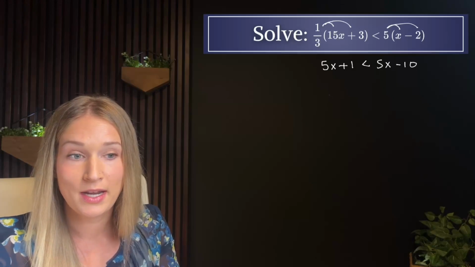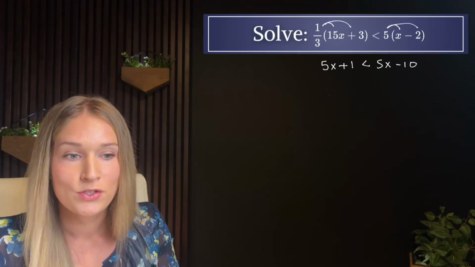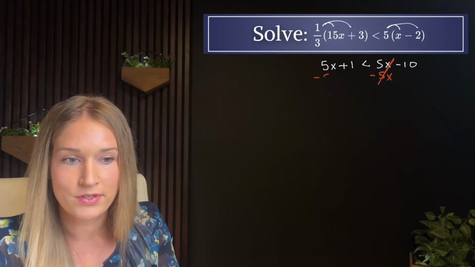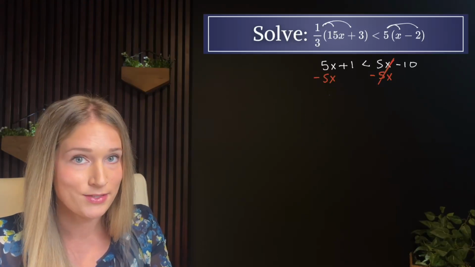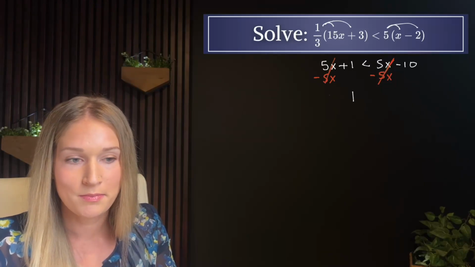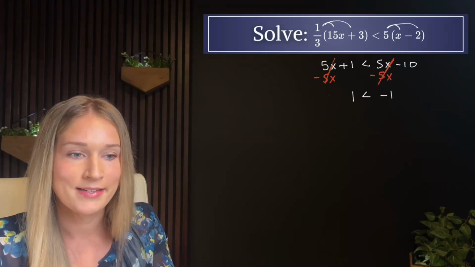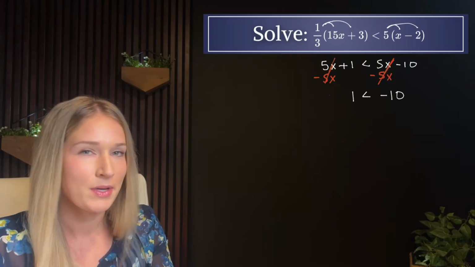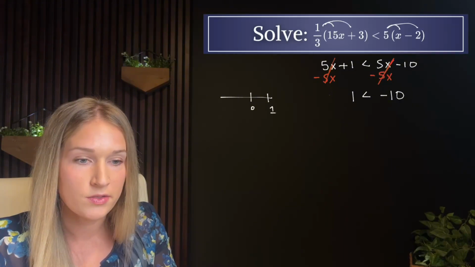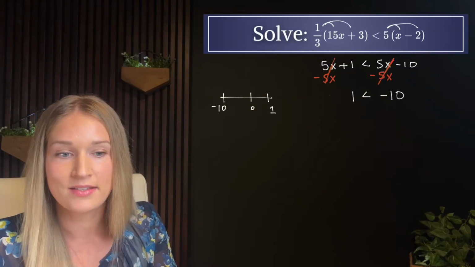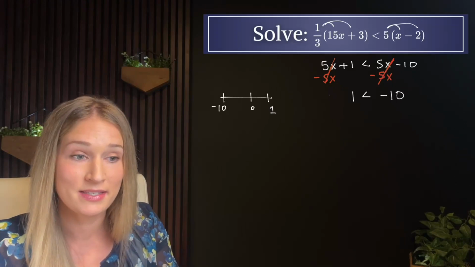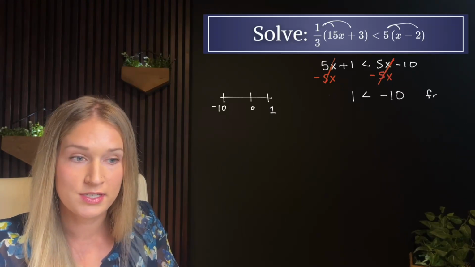Now, just like the last one, I want to get all of the variables together. So I'm going to take all 5x's away from the right, and then I have to do the same thing on the left. But notice they're all going to cancel on the left as well. So I end up with 1, positive 1, is less than negative 10. Now I know that 1 is less than 10, but if you look at a number line, 1 is on the right and negative 10 is on the left. So positive 1 is actually going to be bigger than that, which makes this not a true statement.